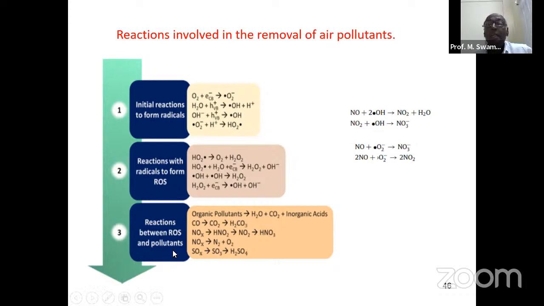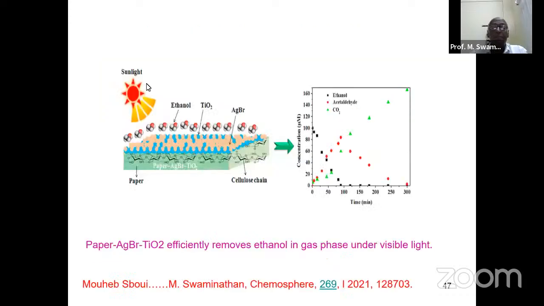ROS is nothing but reactive oxidizing species. So they can oxidize these organic pollutants to inorganic acid, or carbon monoxide to carbon dioxide, or nitrogen oxide to nitrites, likewise sulfur oxide to sulfuric acid. So I said that we prepared the silver bromide TaO2 hybrid. We found that it is able to degrade and remove ethanol in the gas phase under visible light.